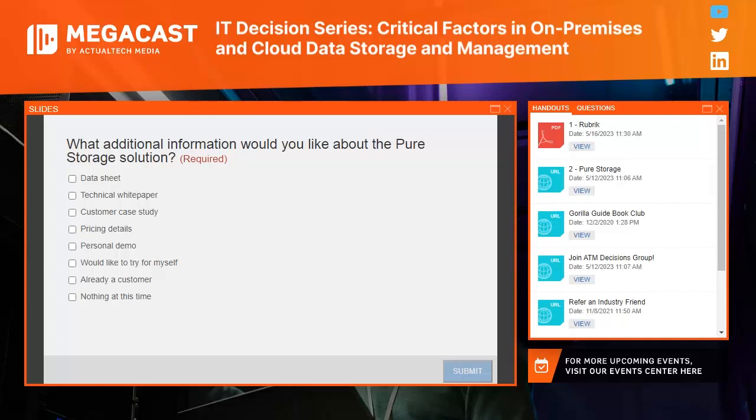For someone out there that has existing and legacy architecture, we have a question here from Nathan wondering, can Evergreen One integrate with his existing on-premises and cloud storage providers?